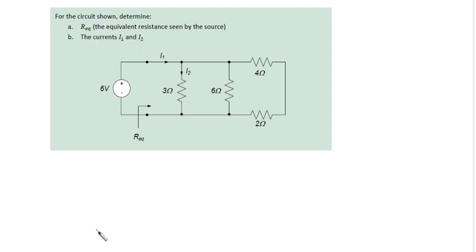The question says, find the circuit for the circuit shown below. I beg your pardon. Determine the equivalent resistance as seen by the source. Find the currents I1 and I2. So you want to find this current, you want to find this current, you want to find the equivalent resistance. Equivalent resistance as seen by the source means we are looking into the circuit from this direction.